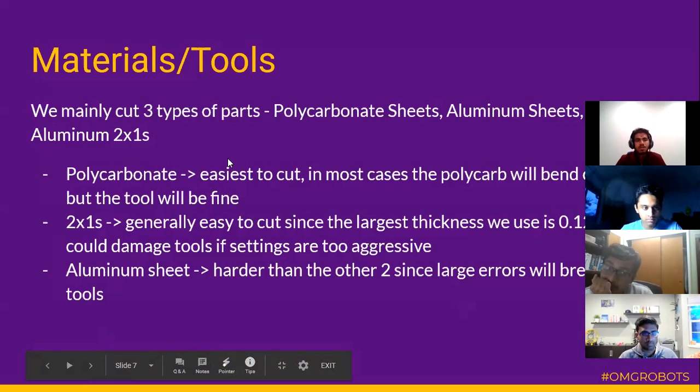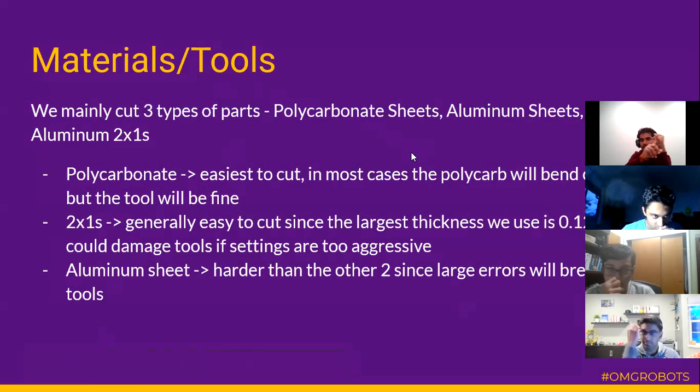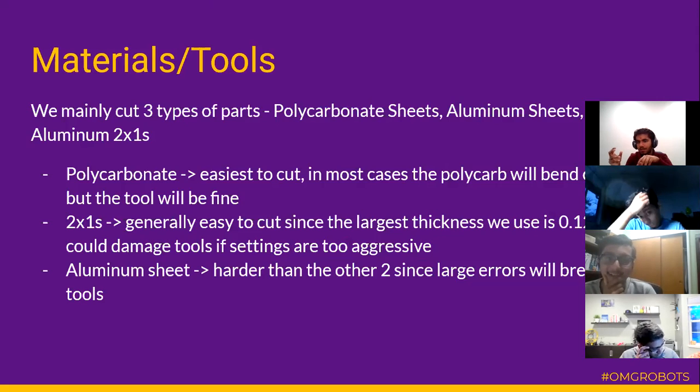All right. So the materials and tools we use. We mainly cut 3 types of things. We cut polycarb sheets, flat pieces of polycarb. They have like 3 different sizes as well. But they're polycarb sheets, aluminum sheets, and then 2x1s, 1x1s, 2x2s, that kind of stuff. So polycarb is the easiest to cut. It's like the CNC version of a knife in butter. It's really easy. And even if you mess up your CAM, like your first time you mess something up, something's too fast, most likely the polycarb will bend or break, but your CNC will be fine and your end mill will be fine.